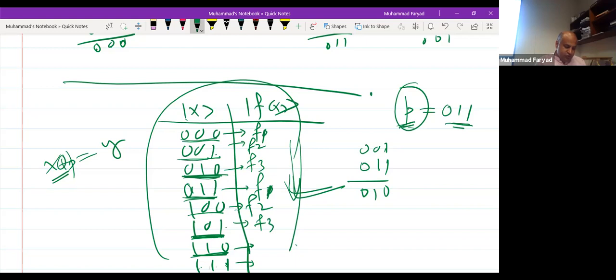So if we have 000 and this is 011, and if you have 001, and if I add this 011 to this, 1 plus 1 is 0, 0 plus 1 is 1, 0 plus 0 is 0. So this one and this one should have the same output. So both are F2, and 100 and 111 should have the same output. And if this is 101, this is 110. So this is the pattern.